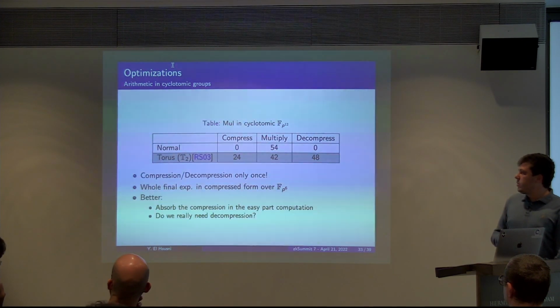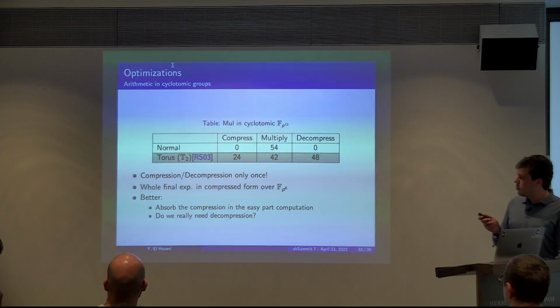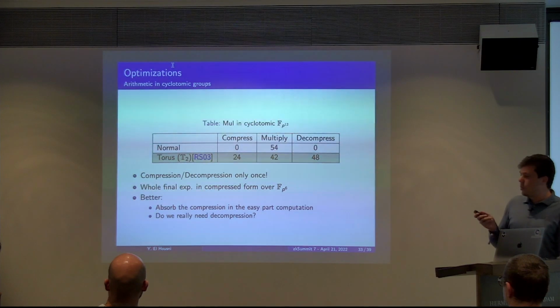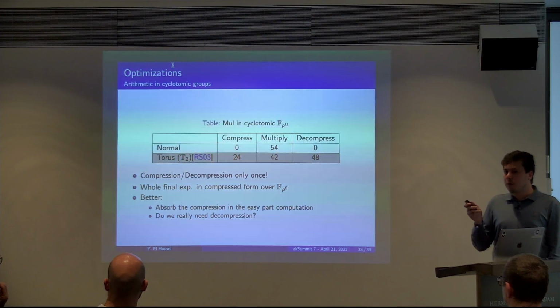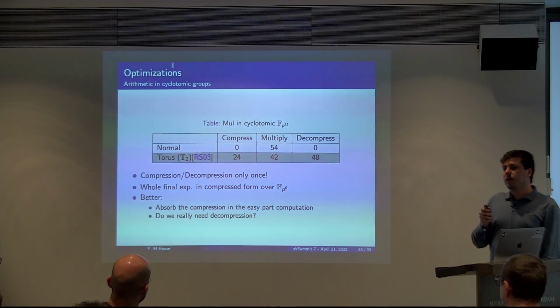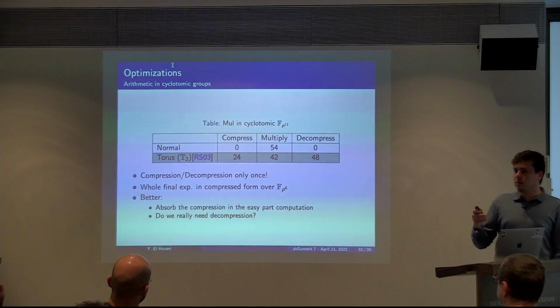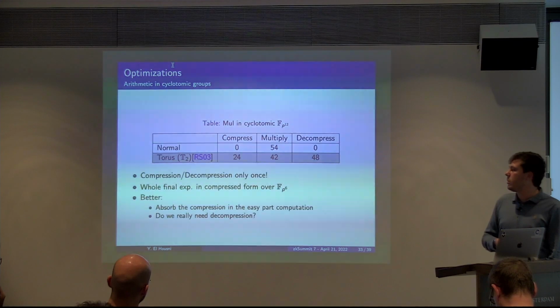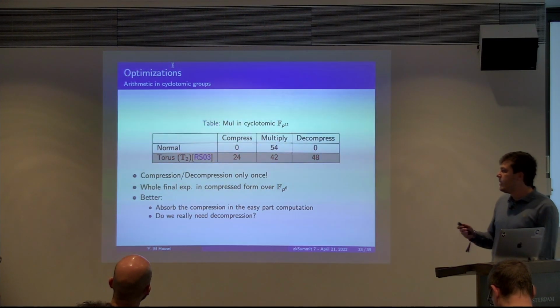The multiplication costs 54 constraints over FP12, and in Torus-based, it costs 12 constraints less, so 42. But then you need compression and decompression. The nice thing is that you can do both squarings and multiplications in Torus-based form. So you can amortize the compression and decompression. You can do compression at the very beginning and decompression at the end. So you can do the whole final exponentiation in compressed form.